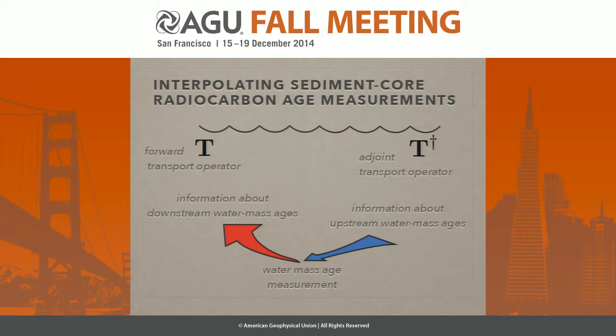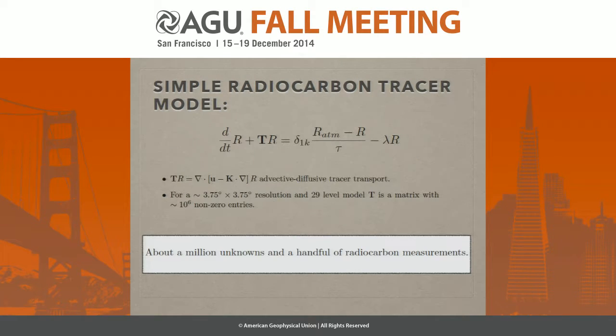So after scratching my head for a while, we've come up with the approach I'm going to show in a little bit, which is basically trying to assimilate radiocarbon data in the model, but so far we're doing it in a very unconventional way. The simple model I'm going to use is a very coarse resolution global ocean circulation model. It's about 4 by 4 degrees resolution and 29 levels in the vertical. And it's a linear parametrization of the radiocarbon equations.